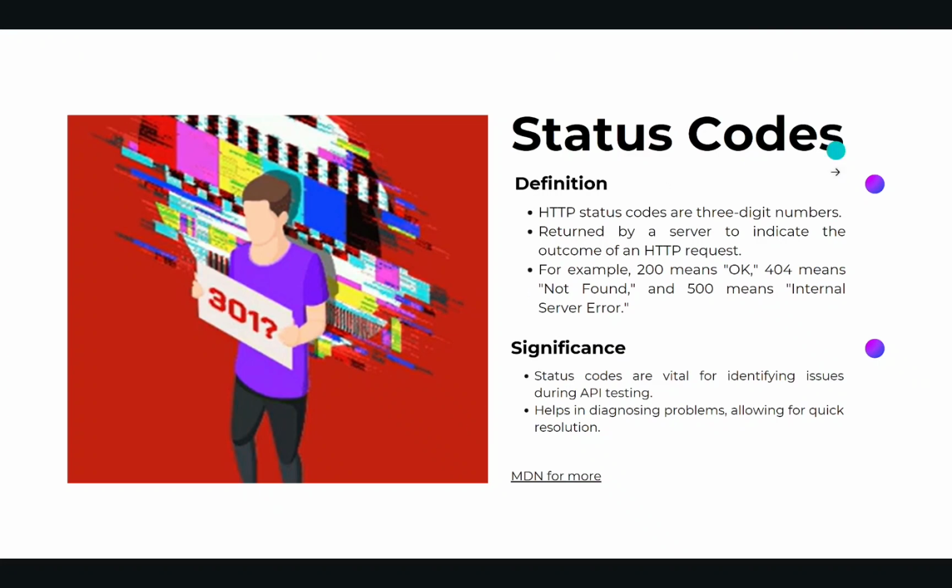So the next slide is about status codes. Like I mentioned, I forgot to actually cover this properly in the previous tutorial. So we will do this in this tutorial itself. So HTTP status codes are three-digit numbers. All right. And these are returned by the server to indicate the outcome of an HTTP request.